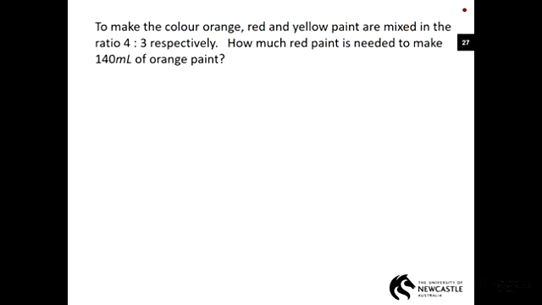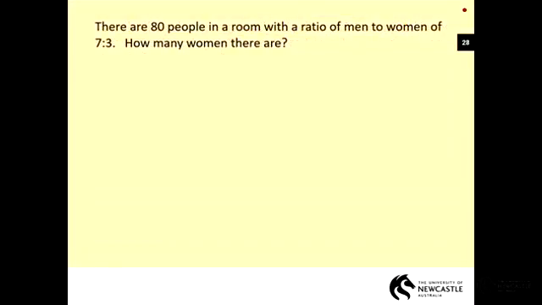So let's go into an Elektra example for this, and let's treat it exactly the same way. There are 80 people in a room with a ratio of men to women of 7 to 3. Men to women were the words. 7 to 3 was a ratio. It does not tell me how many men or women there are, so it's not the type from before. It's a total, 80 people.